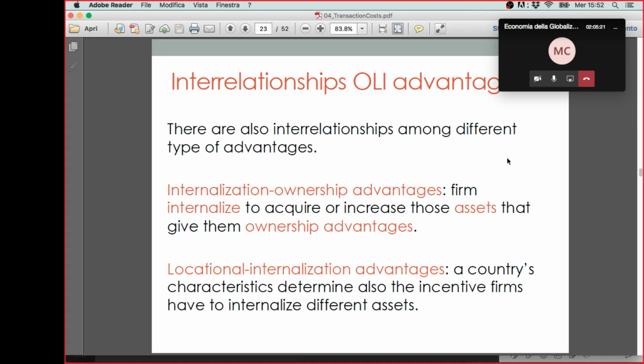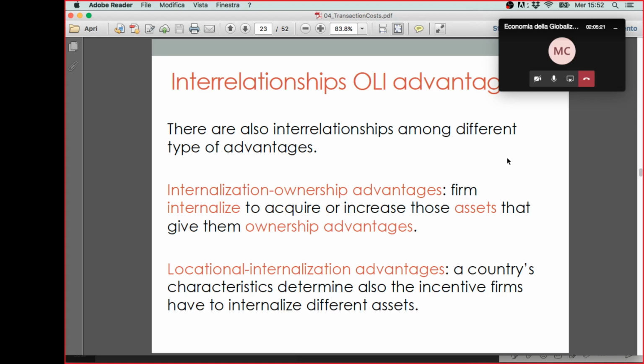Of course, you can think about all possible interactions among these different types of advantages, but the interesting part of this argument is that all these factors are combined together. Now, having said that, what are the conditions for foreign direct investment to take place? First of all, the firm must possess net ownership advantages vis-à-vis firms of other nationalities in serving a particular market.